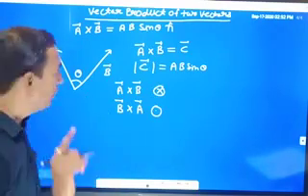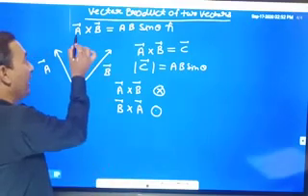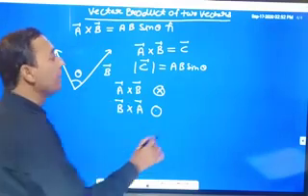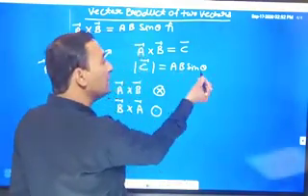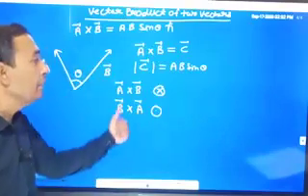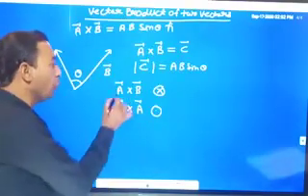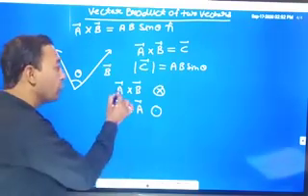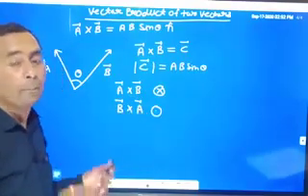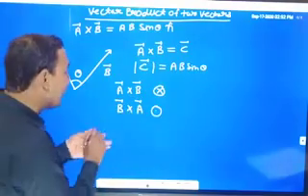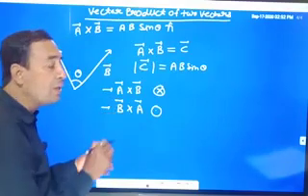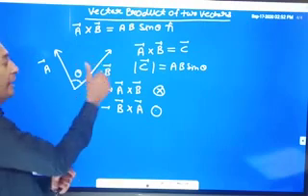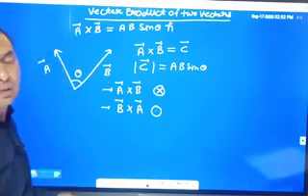Understand? Every student easily understands that a cross b and b cross a have the same magnitude. a cross b का magnitude भी ab sin theta होगा, b cross a का magnitude भी ab sin theta होगा, but direction of a cross b and b cross a are not the same. Direction of a cross b and b cross a are opposite to each other, the angle between this vector and this vector is 180 degrees, because a cross b is inward perpendicular to the plane of board and b cross a is outward perpendicular to the plane of board.